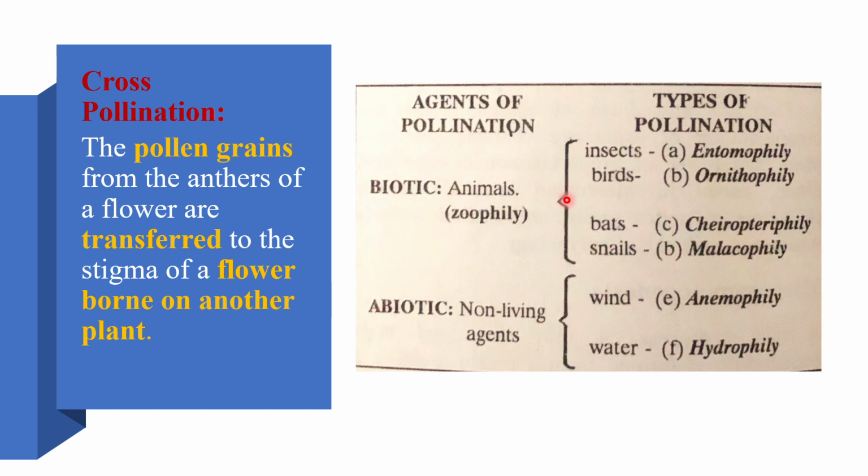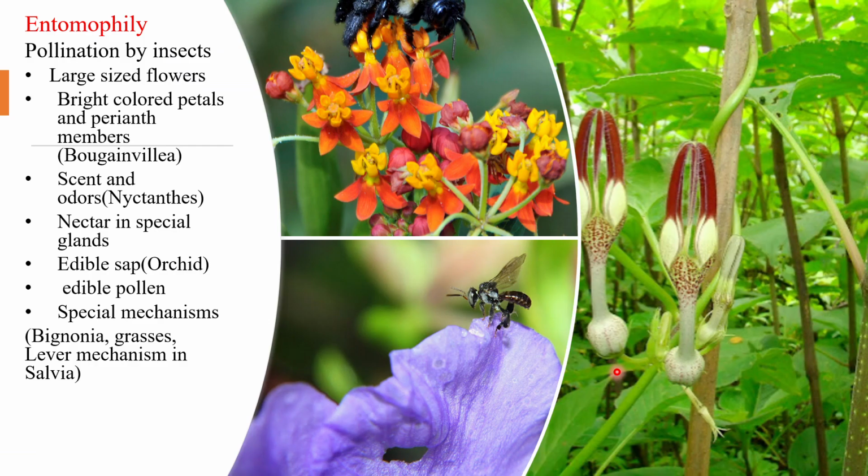So these are the agents: insects, birds, bats, and snails. And abiotic agents are wind and water. So we will see how the cross-pollination is taking place. The first one is entomophily. In entomophily, the pollination occurs by insects. Here we see how insects are involved in pollination.